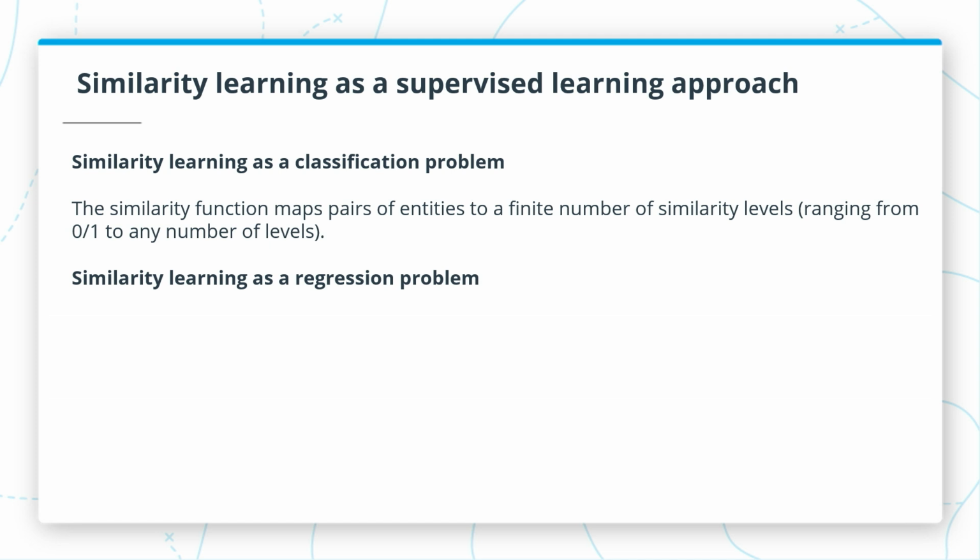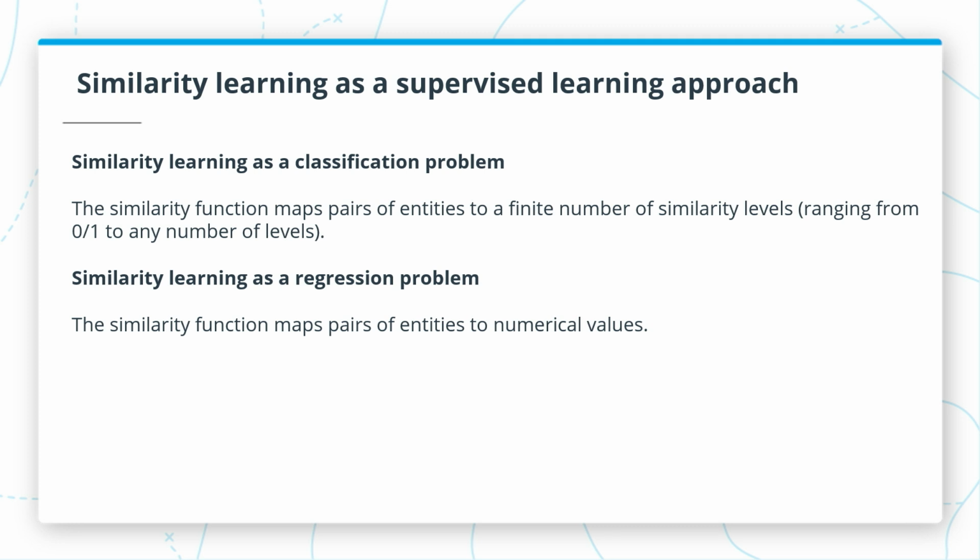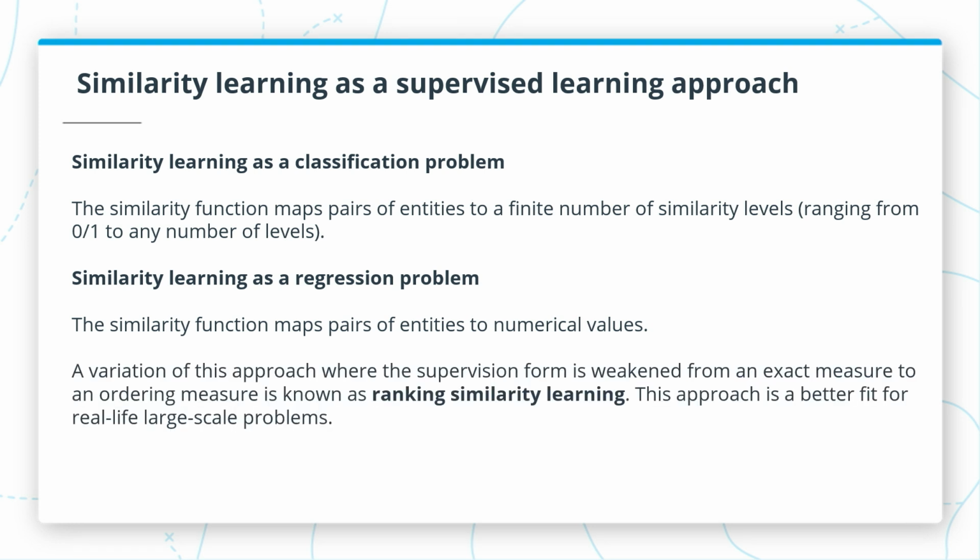And basically in this particular case, the similarity function will map those pairs of entities, like for example, users and products, to numerical values. For example, you predict a similarity score for a certain product given a certain user or a certain customer. There is also a variation of this approach where the supervised form is a weakened form, in a sense that you don't apply an exact measure, but you apply an ordering measure. And this is known as ranking similarity learning.